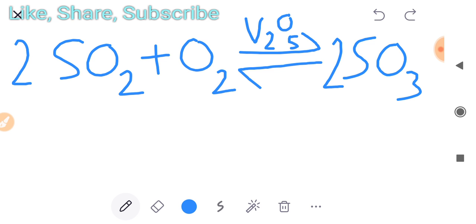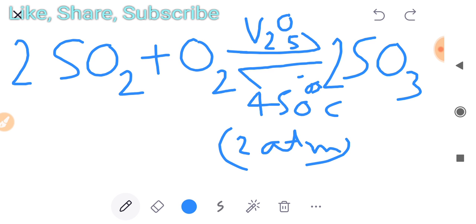It is often asked in exams, and there are some conditions. As you see, it is a reversible process. It takes place in both directions, forward and backward, so you have to understand by their sign. So what are the conditions? First, for the forward reaction the temperature should be 450 degrees centigrade, not more than 450 degrees, not less. And we take high pressure for it, approximately 2 atmospheric pressure will be required for this reaction.